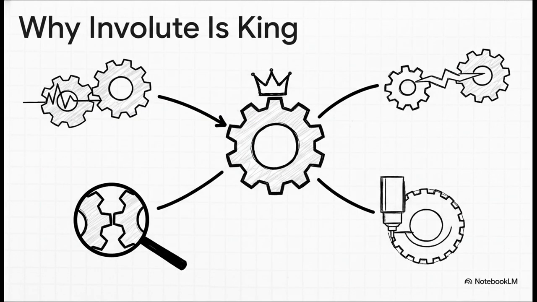So why is this one shape the undisputed king? Well, it's got some killer advantages. First off, it gives you a perfectly constant velocity ratio, which means super smooth power transmission. No jerking, no stuttering. It's also surprisingly forgiving if the gears aren't lined up perfectly, and it's relatively easy to manufacture.